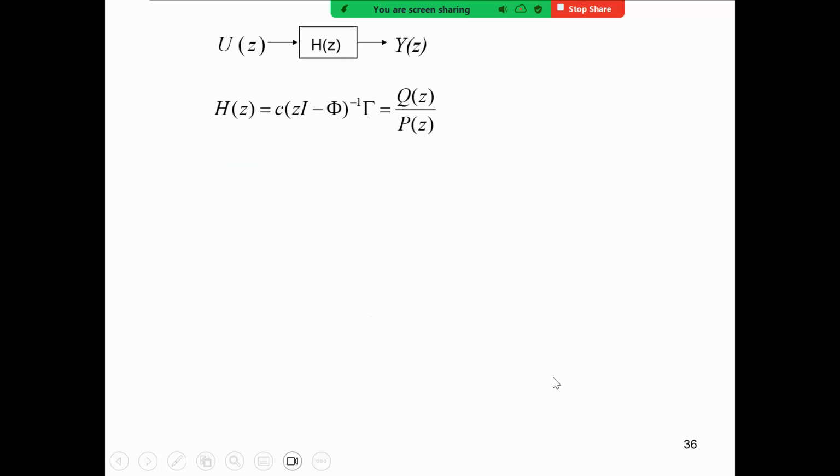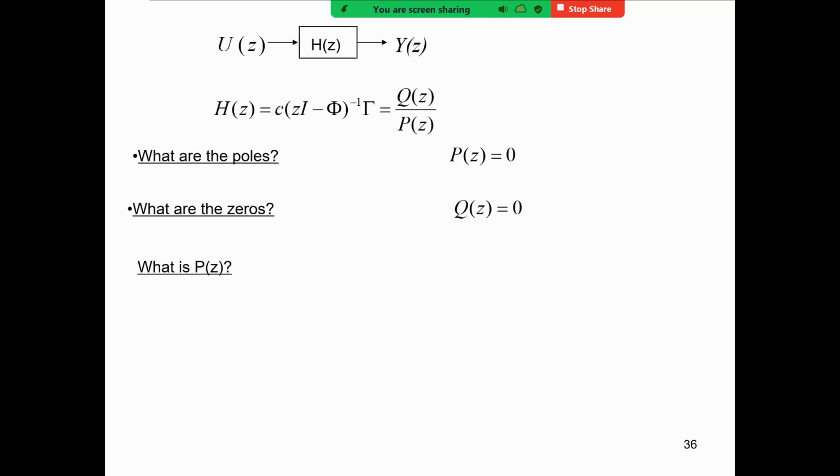Now, let's look at the transfer function. We know this is the formula to compute the transfer function if you know the phi, gamma, and c. Of course, we know the transfer function should be a numerator over a denominator. So where is the denominator? Once we know the denominator, we know how to compute the poles, the values which make the denominator go to 0, which means make the transfer function go to infinity. What are the zeros? That's the value which makes the transfer function go to 0.